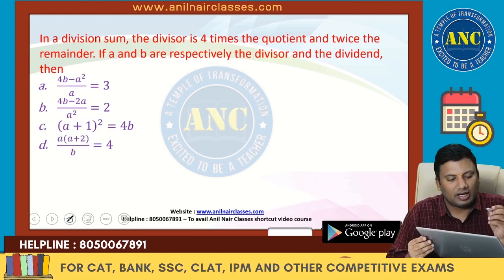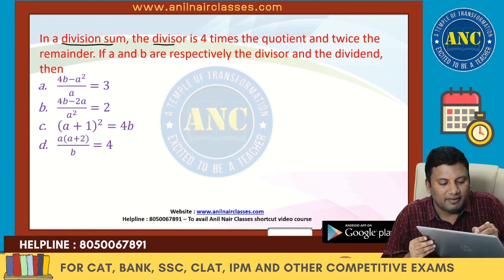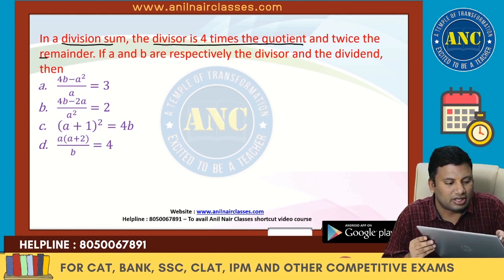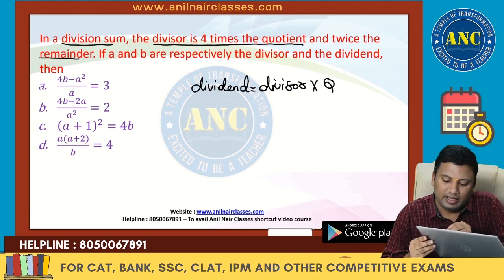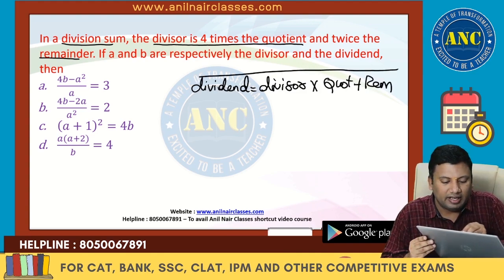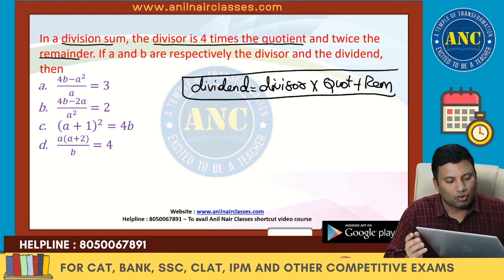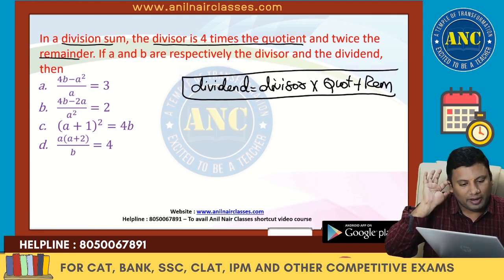What is that in a division sum? Divisor is 4 times the quotient and twice the remainder. Let me write: dividend equivalent to divisor into quotient plus remainder. Dividend equivalent to divisor into quotient plus remainder. One by one we will see.